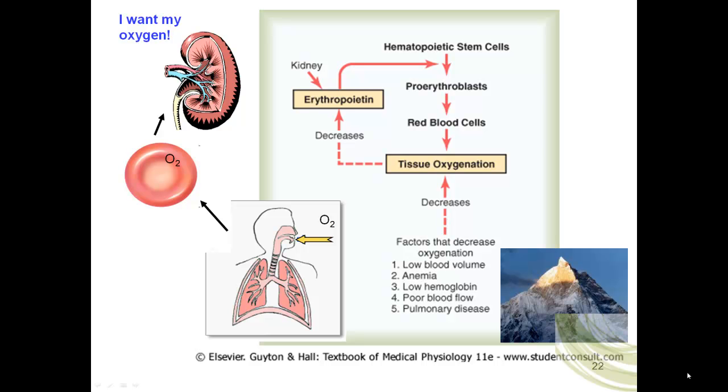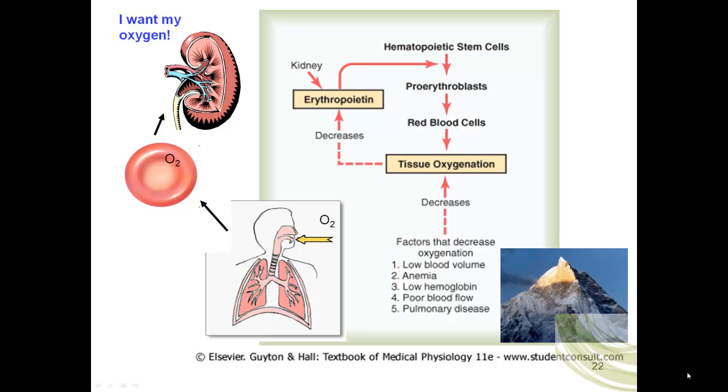The kidneys would detect this hypoxemia. They would release more erythropoietin. This stimulates the hemocytoblasts and promotes more red blood cell synthesis and release of the reticulocytes into the bloodstream.